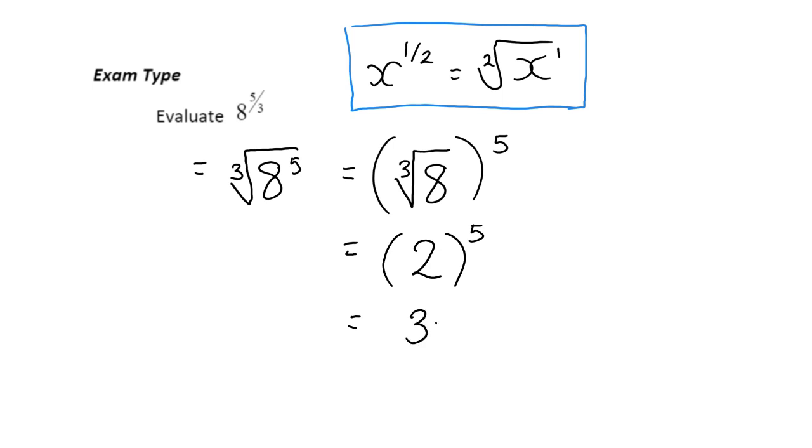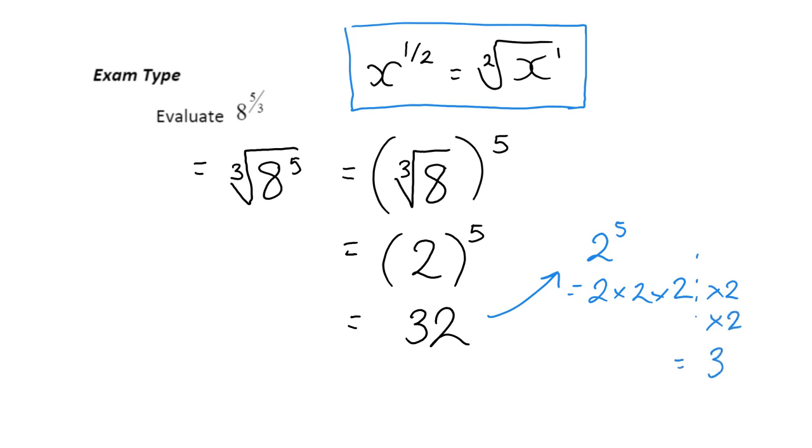So 32. 2 times 2 times 2. And we'll put that up there. So we're looking at 2 to the power of 5 is 2 times 2 times 2. That's the cubed part was 8, times 2 is 16, times 2 is 32. So we've got 1, 2, 3, 4, 5 times we multiply. So the cube root of 8 is 2. 2 to the power of 5 is 32. And we've evaluated the fractional index.